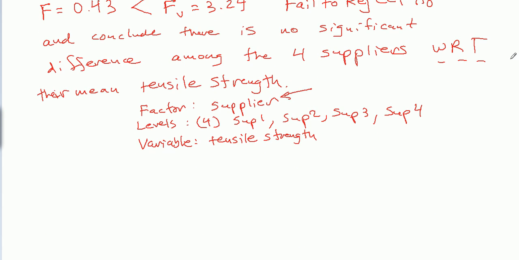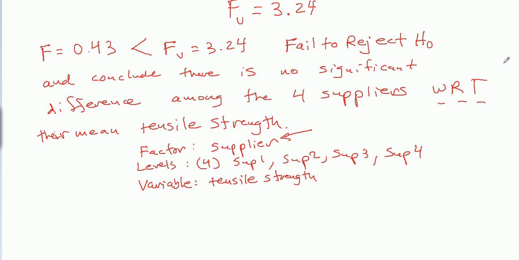And then we went through a bunch of steps, namely steps 2 and 3, where we calculated a bunch of things, and then we got to a conclusion in step 4 that said we failed to reject the null hypothesis, which was that all 4 suppliers have the same mean tensile strength. And the variable, by the way, is numerical. That's important. It's a numerical variable. That will always be the case for ANOVAs.